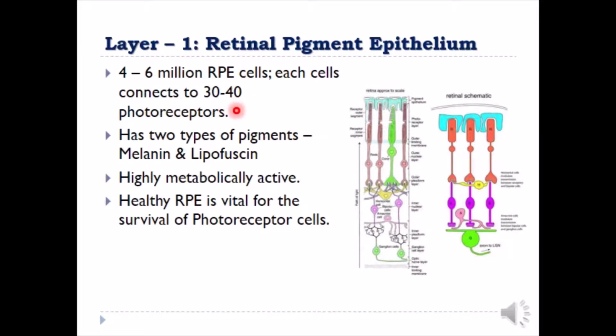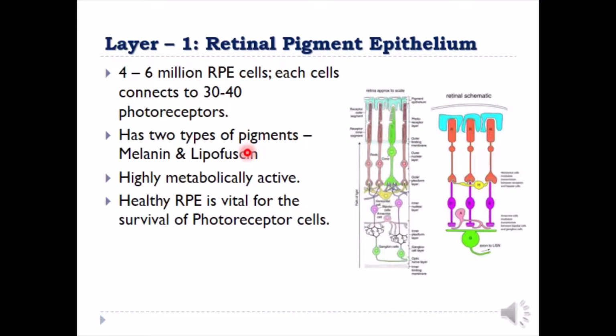Now if you want to find out how many million photoreceptors there are, you just multiply 40 into say 5 or 6 million. That many millions of photoreceptor cells are there in the retina. So the retina is a very complicated, very sophisticated structure that is processing the light for us. So, retinal pigment epithelium, now we remember 4 to 6 million, and each retinal pigment epithelial cell is connected to 30 to 40 photoreceptors.